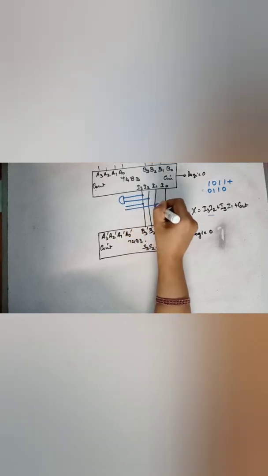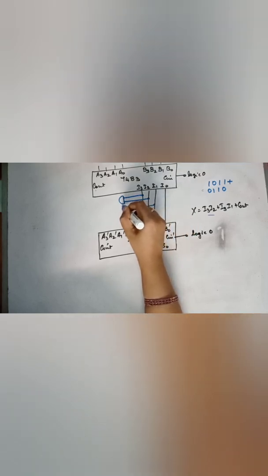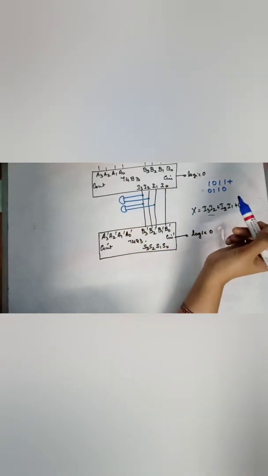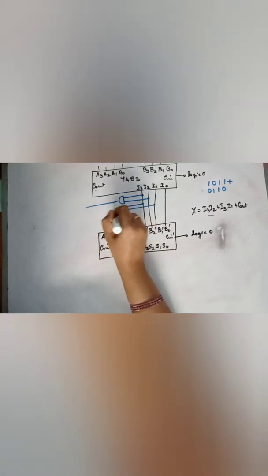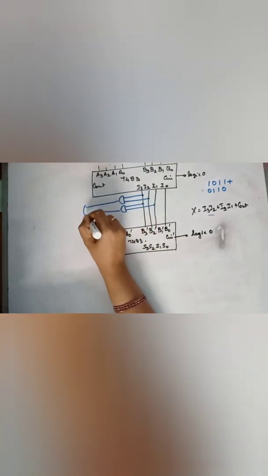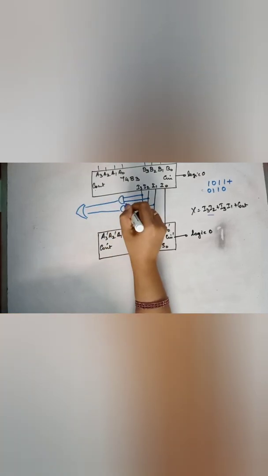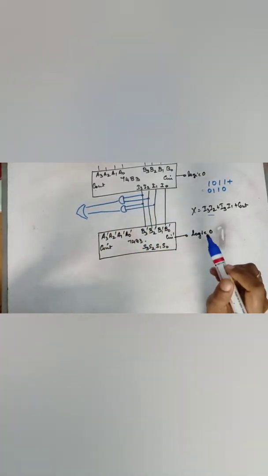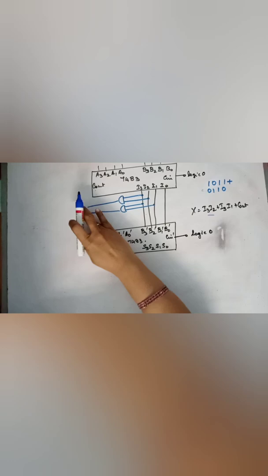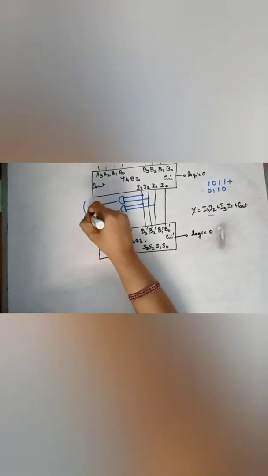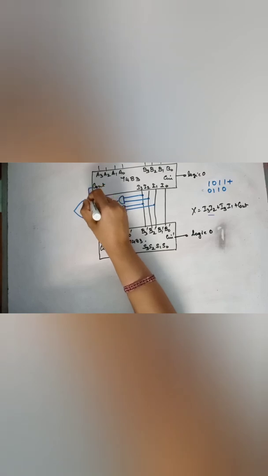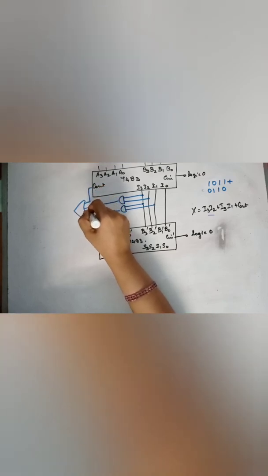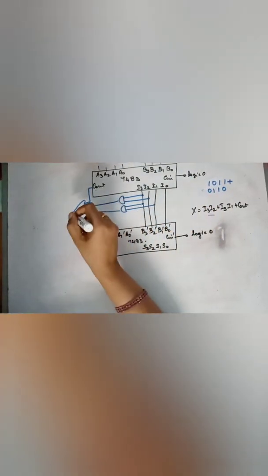I3, I1, so that is an OR gate. I3 I2 plus I3 I1 is an OR gate, plus C out. Sorry. You can also use a NAND combination, whichever you like.